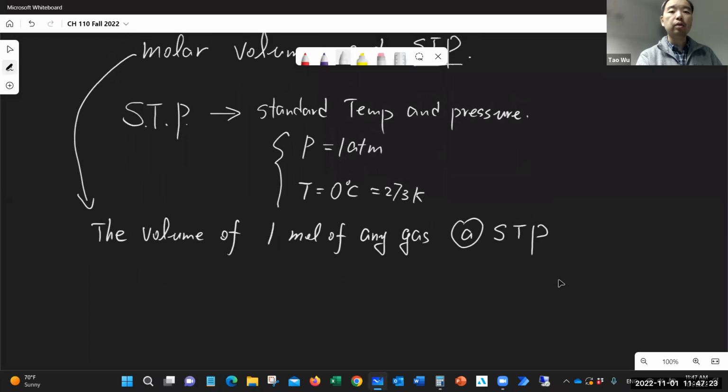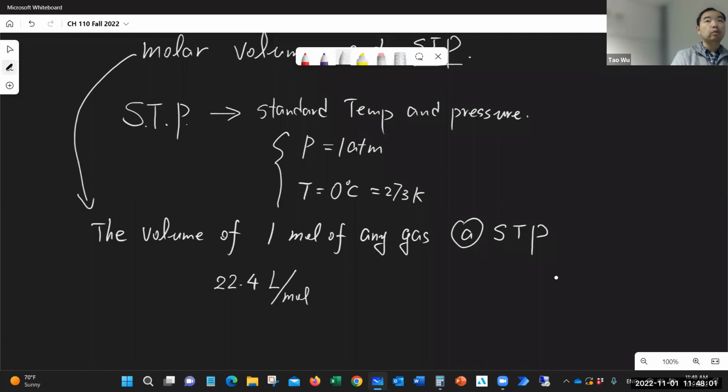This number is a fixed number. It doesn't matter what kind of gas. It could be oxygen, CO2, carbon monoxide, hydrogen, any of that. As long as it's a gas, the volume of 1 mole of this gas at STP is a fixed number, which is 22.4 liters per mole.